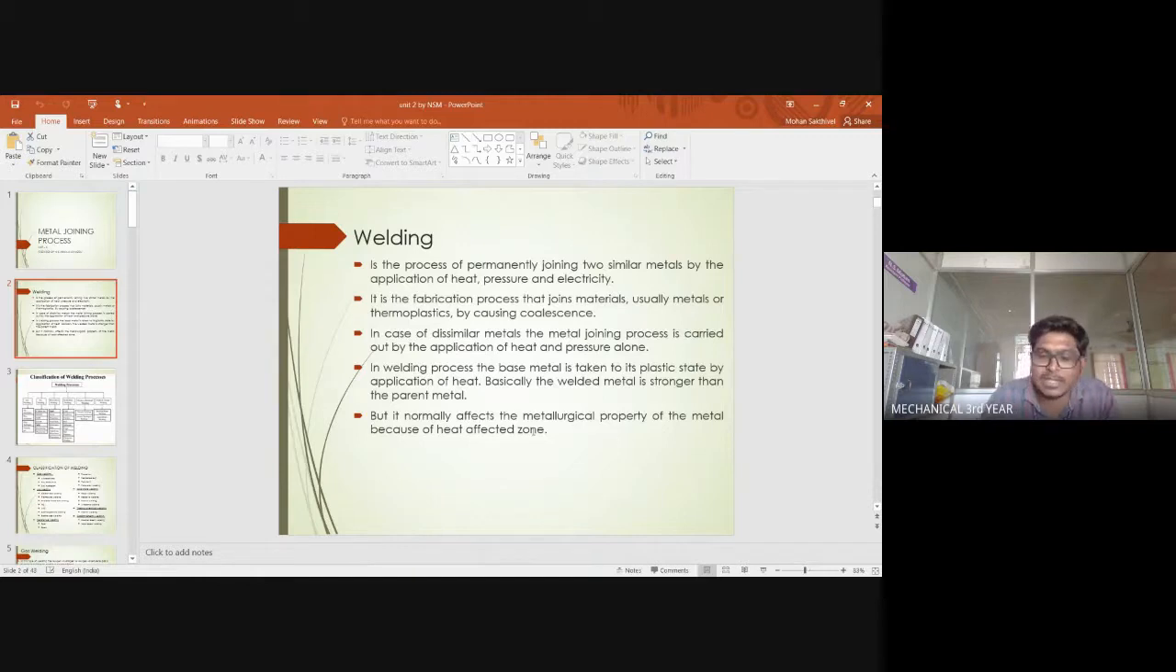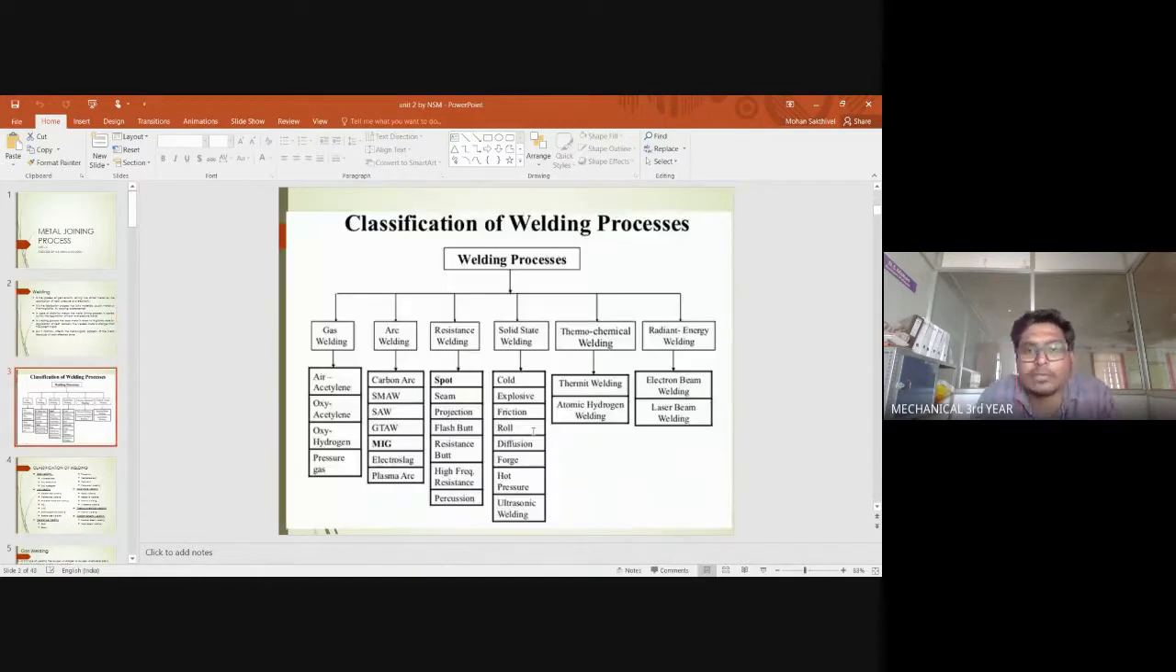Okay, let us see the classifications of welding in the next slide. So we have the different classification of welding process over here. The first thing is gas welding process, and under gas welding we have air acetylene, oxyacetylene, oxyhydrogen, and pressure gas. So these are the various types of gas welding that you are going to see in this particular unit.